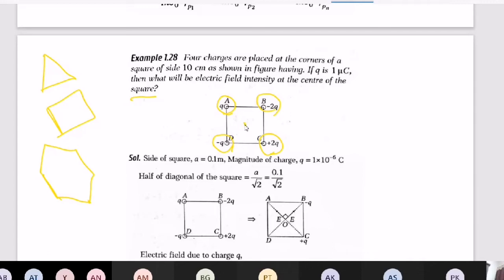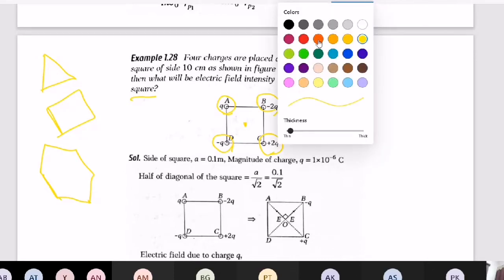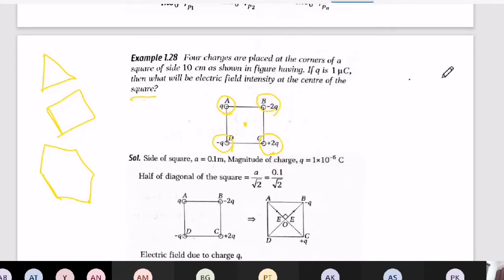Now here, how many charges are there? If there is a charge at the center, that will not produce any field at the point they are asking about, so you need to choose the other points. At the other points, what are all the charges that are there? They are asking for the field at this point. Apart from this, four more charges are there.